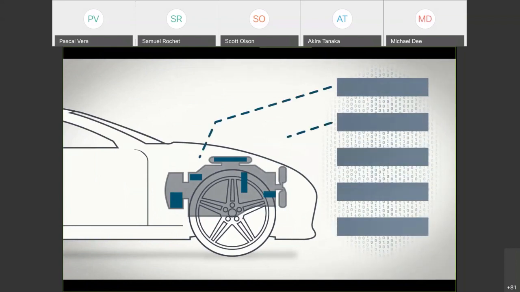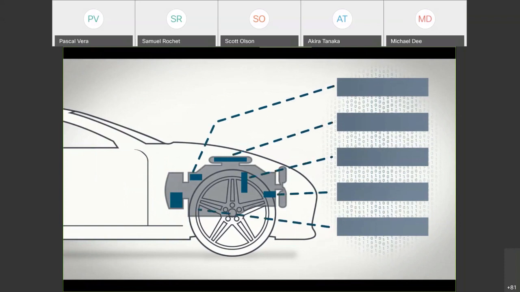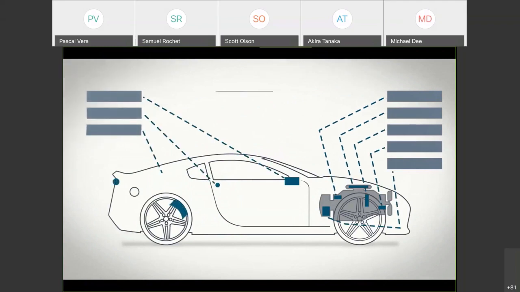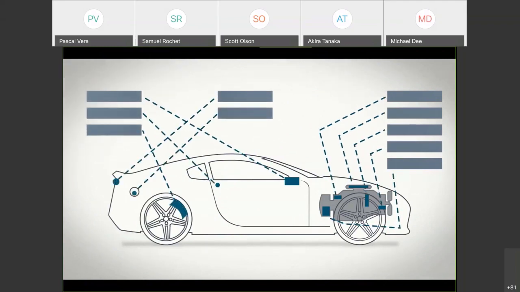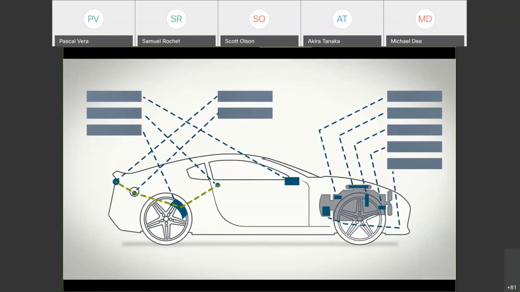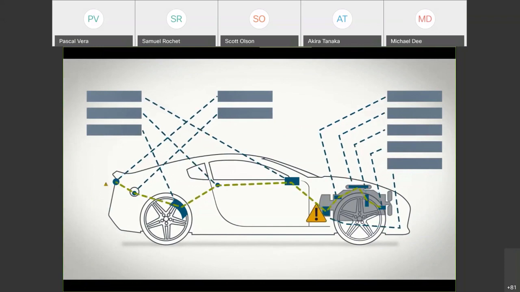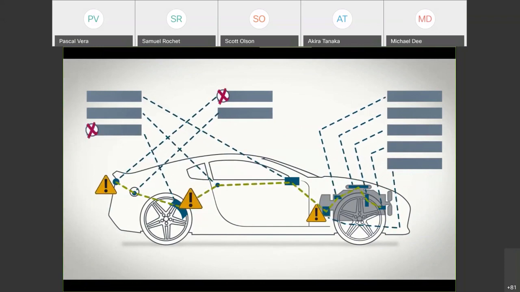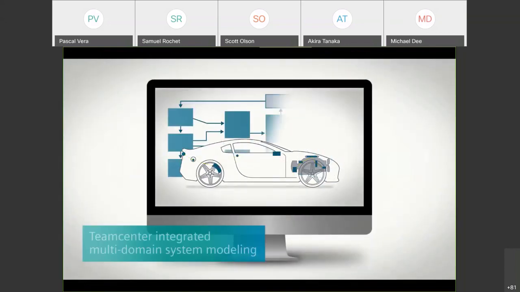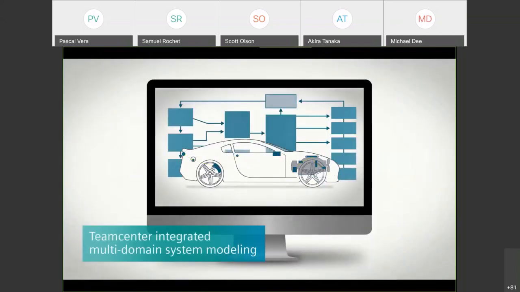This is what we call the digital thread, and it's critical for today's multi-domain products. With it, engineers have the ability to see cross-domain relationships early in the design process, when they're created, and when decisions are made about a product's parts, systems, and functions. The digital thread allows errors to be identified and fixed before a product is produced, which is why Siemens PLM is introducing integrated multi-domain system modeling for Teamcenter.